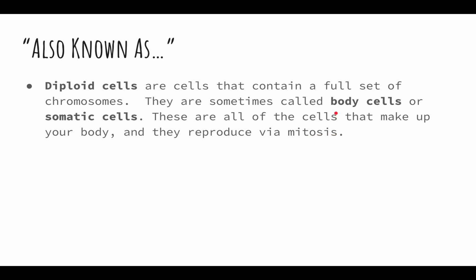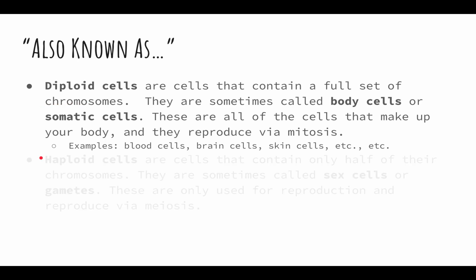Another name for it is sometimes body cells or somatic cells, and those are just all the cells that make up your body, everything. And they all reproduce with mitosis. Some examples are blood cells, brain cells, skin cells, muscle cells, bone cells. Anything that has a full set of chromosomes is called a diploid cell.